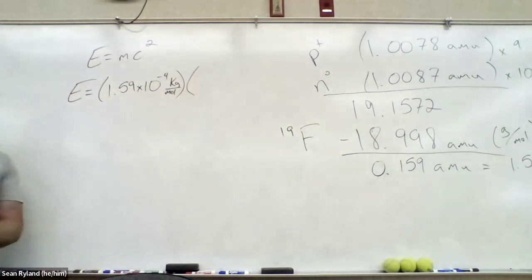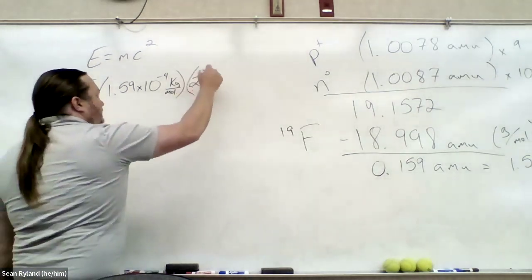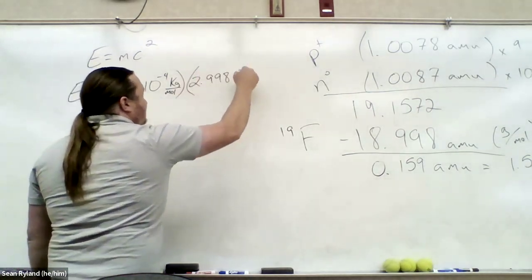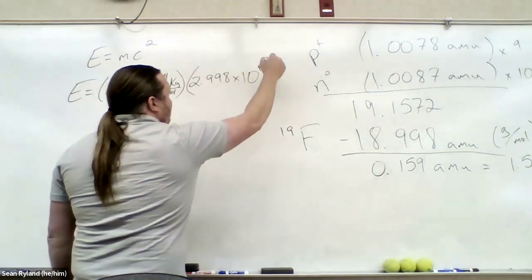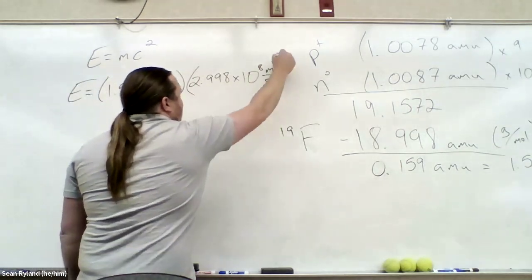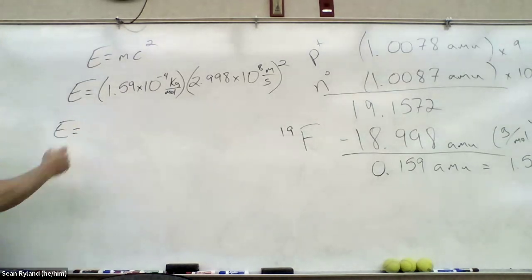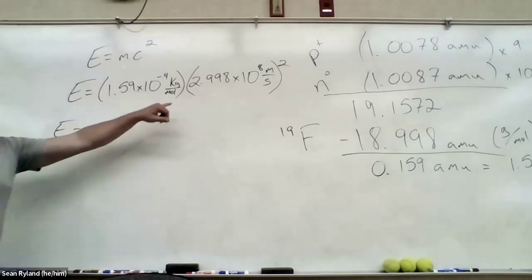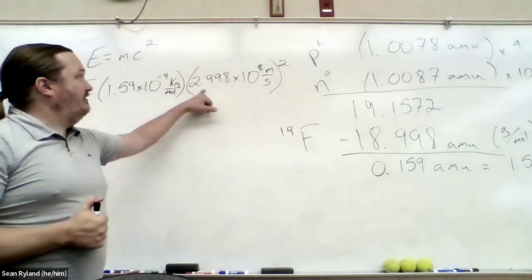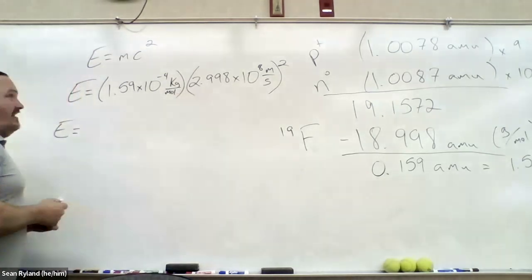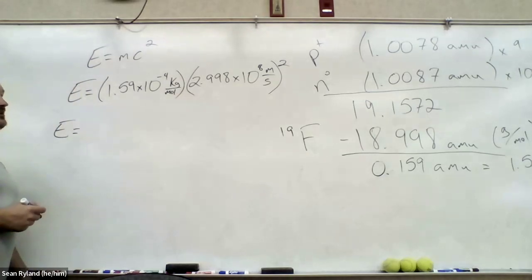What's the speed of light? Anybody have that one memorized? 2.998 times 10 to the 8 meters per second. We're going to square that. Now it's looking like a fairly large number, right? This is going to be really close to 9 times 10 to the 16. Within sig figs, we can just call it 9 times 10 to the 16.